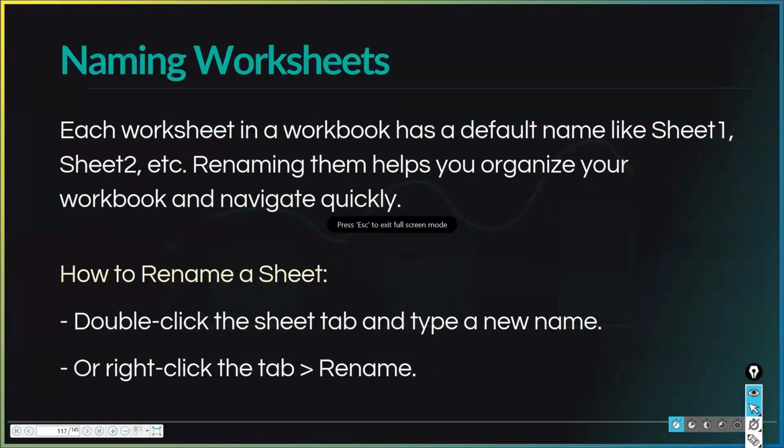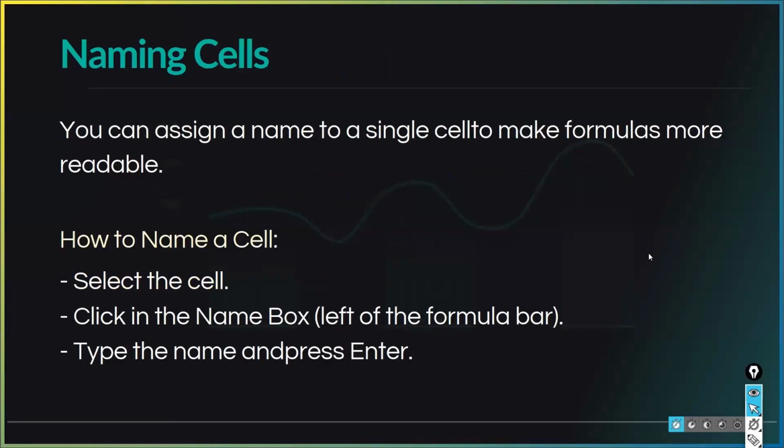How to rename a sheet. Double click the sheet tab and type a new name, or right click the tab and choose rename. So that's how to name a sheet. Naming a cell: you can assign a name to a single cell. Do you know that you can name a cell? A cell like D7 can actually have a particular name that you give to it. Excel will understand that the name is not part of the system, but one I have given to it. So when you call that name again, it will come up.